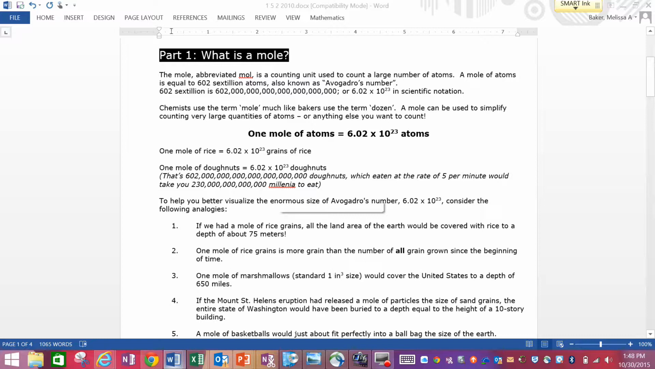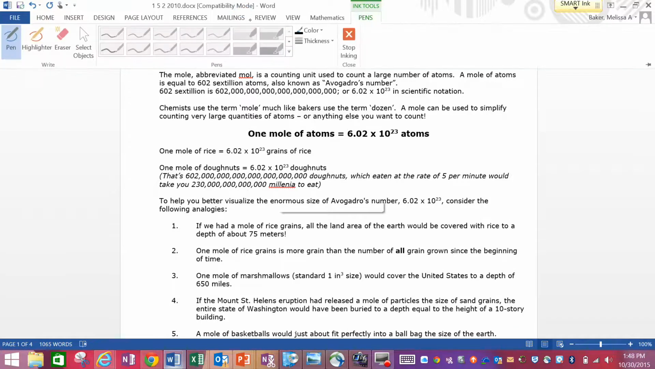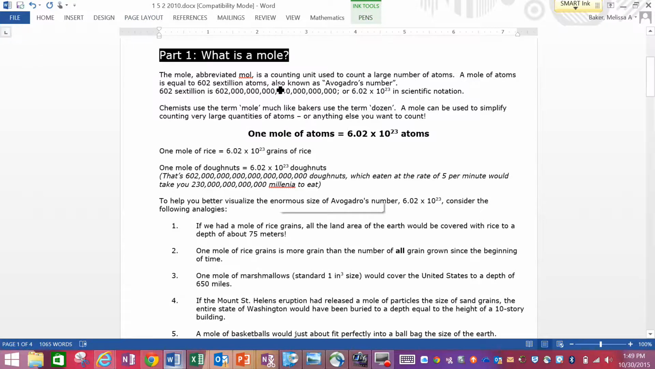All right, we are going to review the dimensional analysis problems working with grams and moles and conversions. So first of all, I want to review, especially if you were absent this day, what a mole is. Just like we use a dozen to mean 12, a mole means 6.02 times 10 to the 23rd of something. A lot of times it's atoms, because atoms are so small, we need a huge number to represent them.